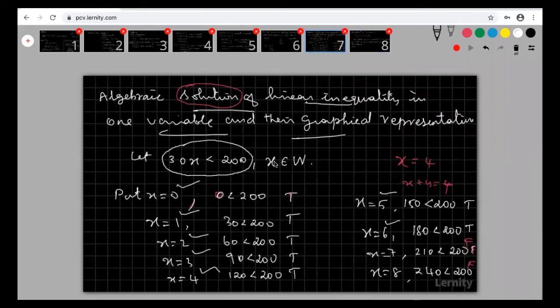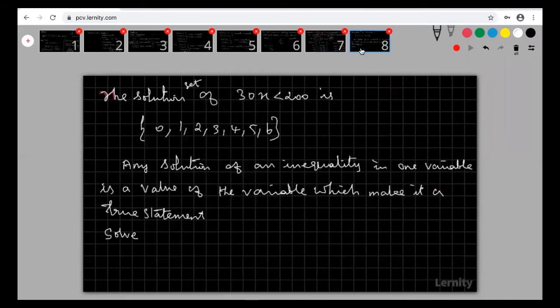If x belongs to R, it is not at all possible to use the trial and error method. So then what to do, sir? How to solve, sir? That is solving a linear inequality. How to solve the inequality?